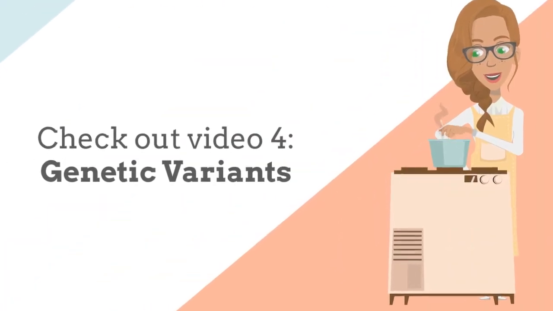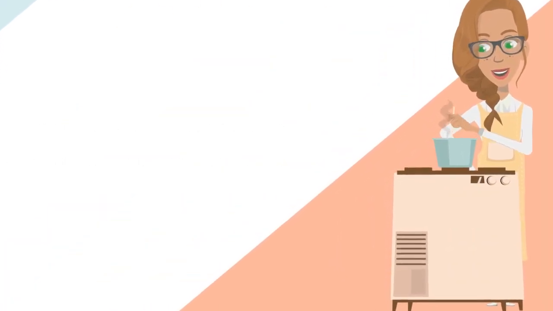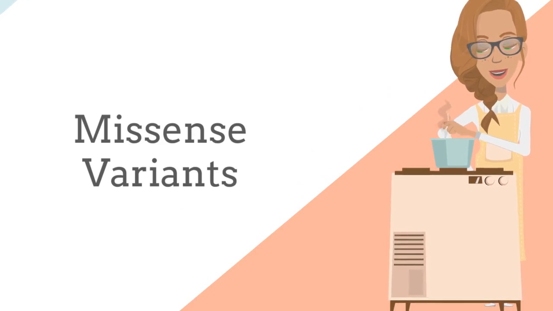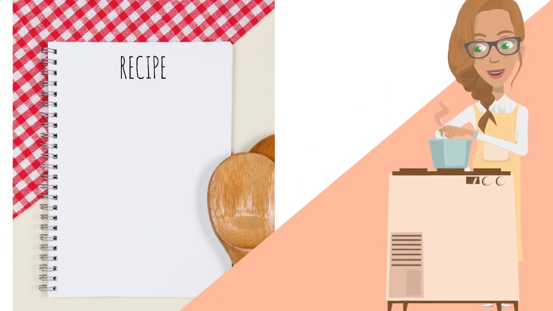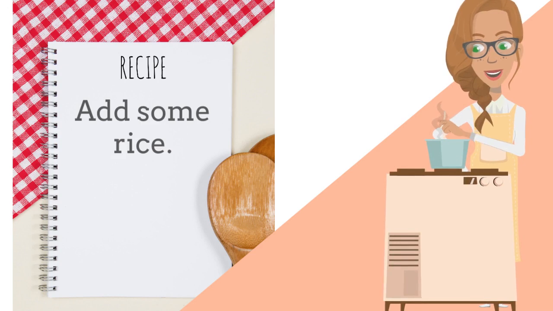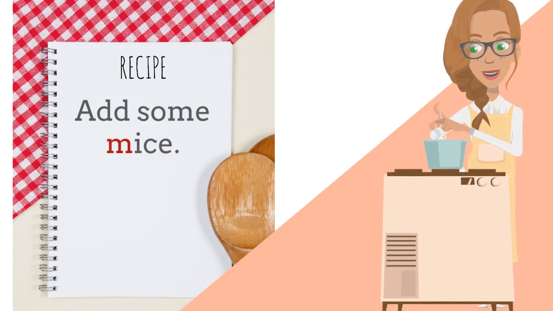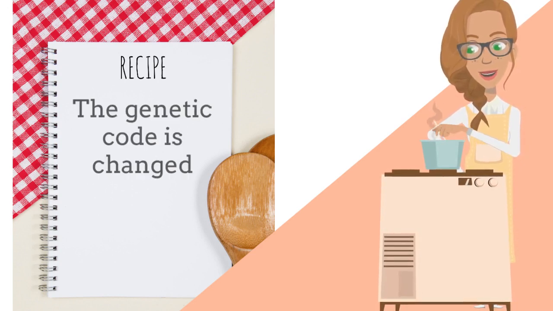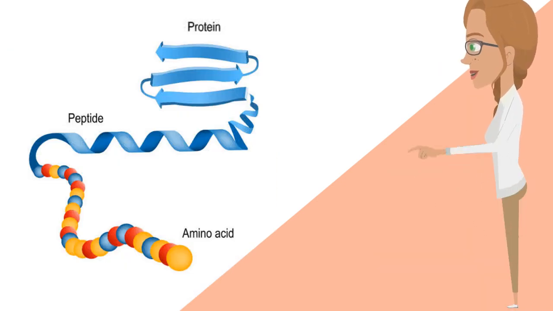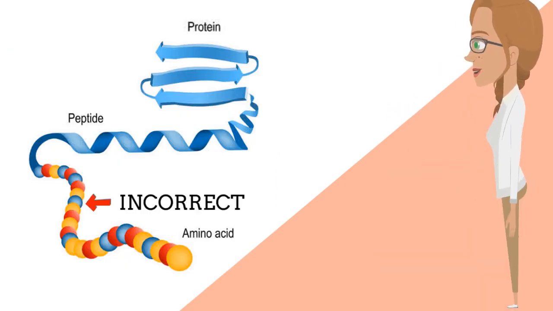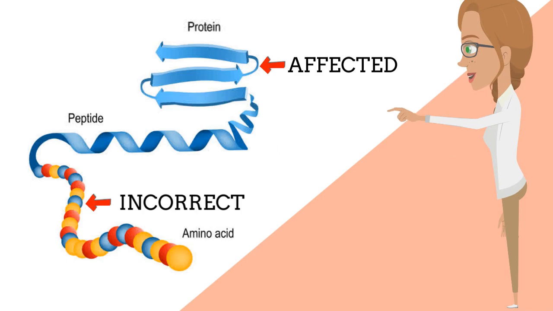As we learnt in video 4 on genetic variants, a missense variant is like a misprint in a recipe. For example, add some rice could be changed to add some mice. The genetic code is changed so it no longer codes for the correct amino acid, and the function of the resulting protein may be affected.